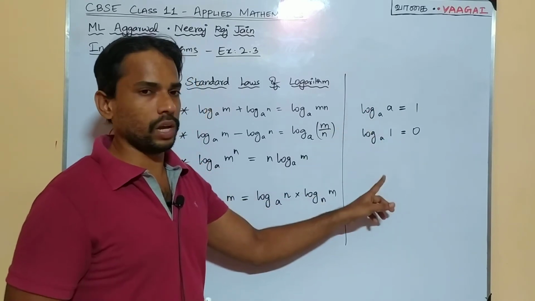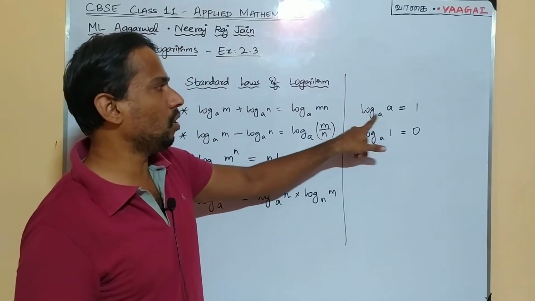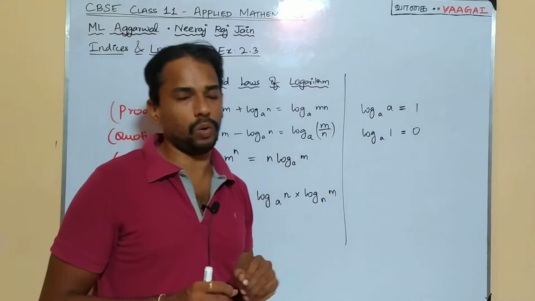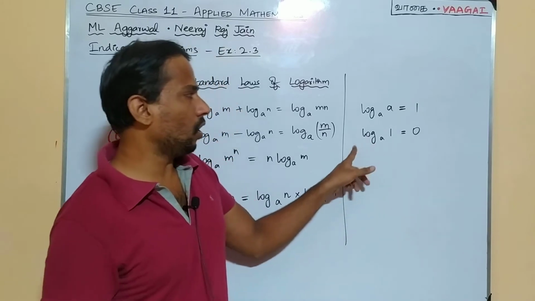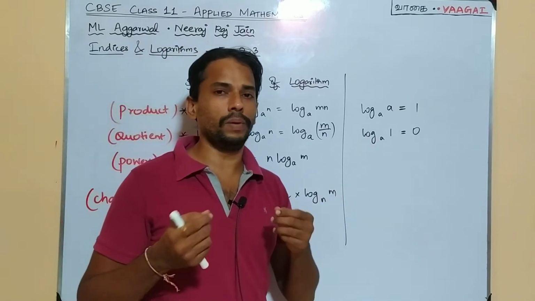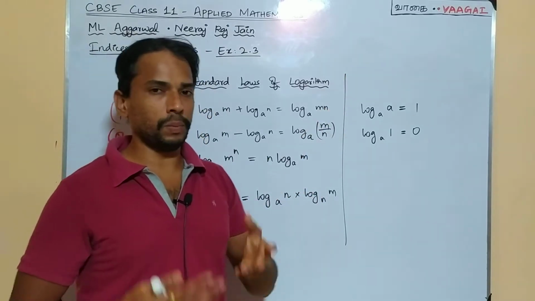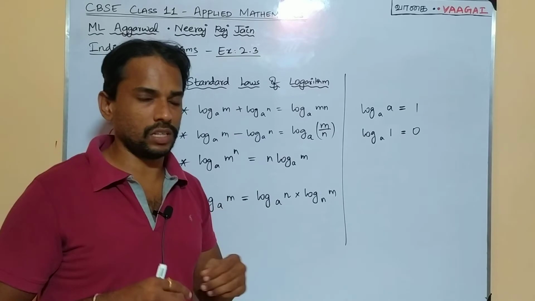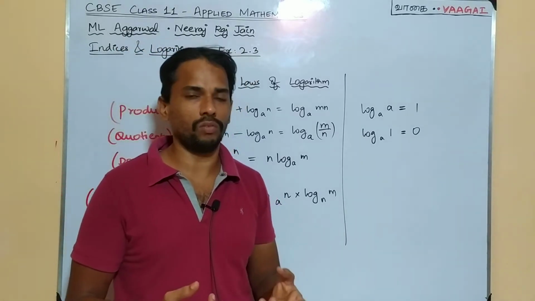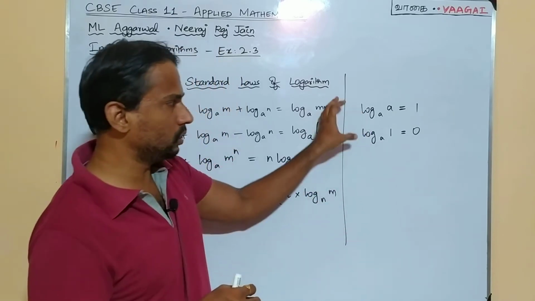See these two things. These are also very frequently used. What are these? Log of a to the base a is equal to 1. Log of a number to its same base will always be equal to 1, and log of 1 to the base a, log of 1 to any base, is going to be 0 only. I think from the previous exercises itself we will be able to recognize this, because in previous exercise 2.2 we saw all the basics of logarithm. From there itself we can understand how these things come.